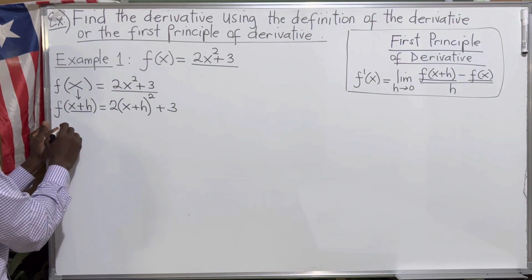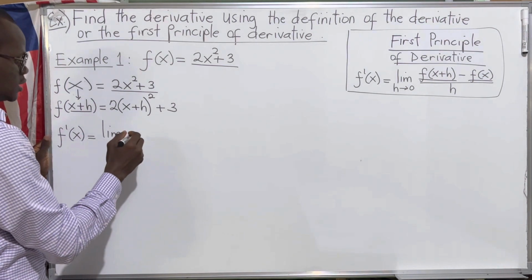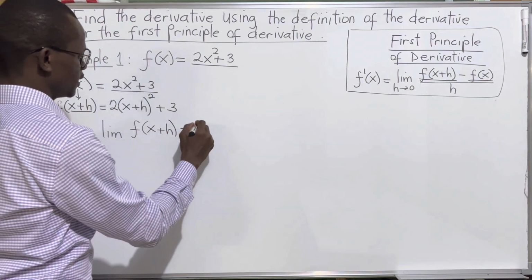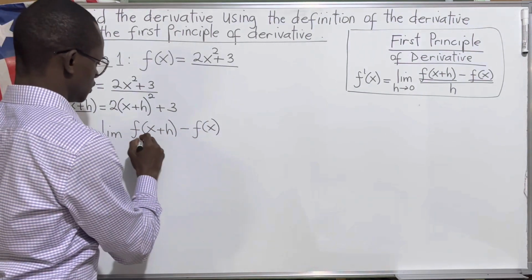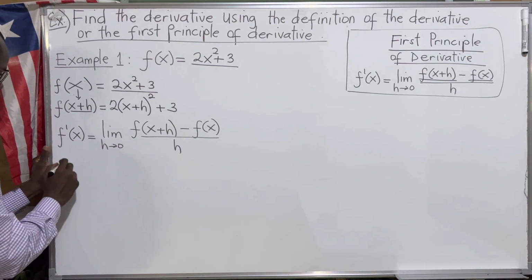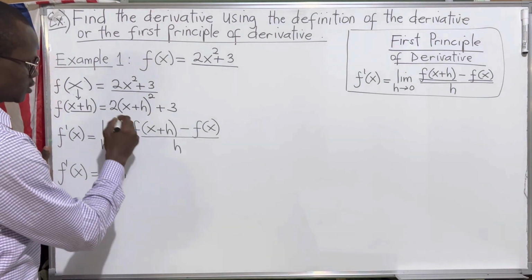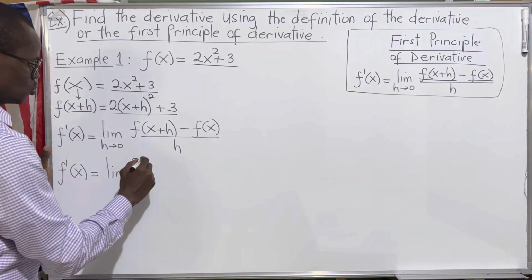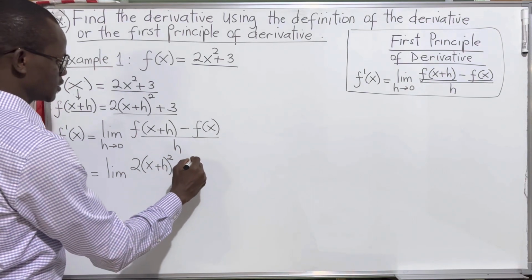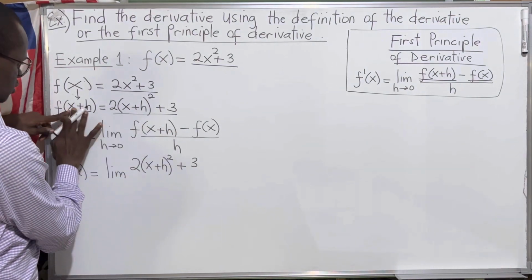So we have f prime of x. Let's put the expression in the formula first. The limit of f of x plus h minus f of x divided by h as h is approaching 0. So we have f prime of x now equals the limit. So what is this expression? Is this 2 times x plus h raised to the second power plus 3. This is just f of x plus h, this expression.